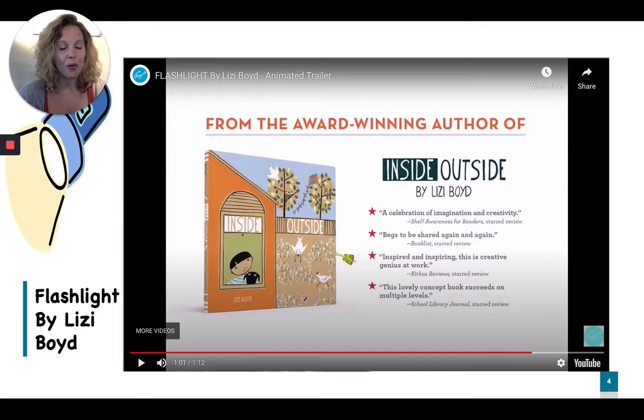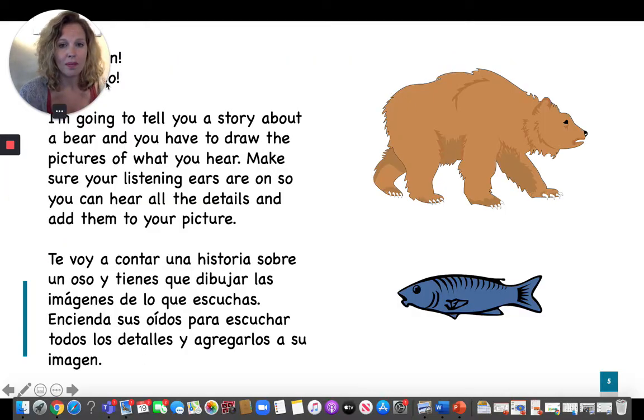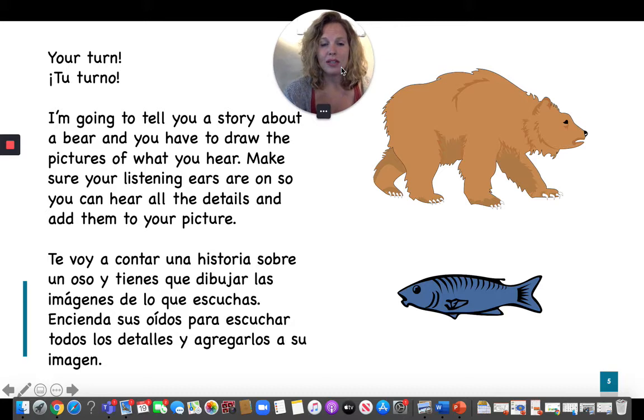All right, I hope you liked that book. So that book didn't have any words in it. We had to use the pictures to figure out what was going on. So I'm going to tell you a story about a bear, and what I want you to do is listen as I'm speaking because I want for you to draw all of the details that you hear.